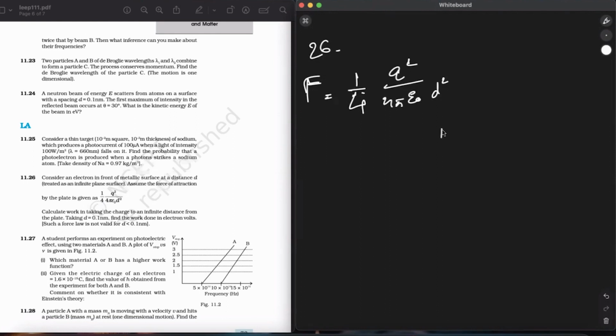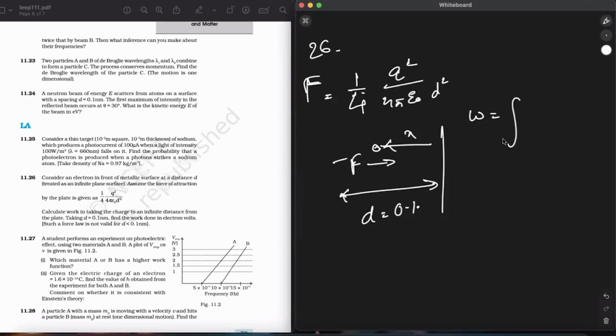Okay. So this is the metal disk. Distance d has been given as 0.1 nm, right? And let's say the electron is at a distance of x from the metallic surface. Now the force that has been acting on it is attractive, towards the plate. The work done will be the integration of F dot dx, that we already know. So we just write it over here.